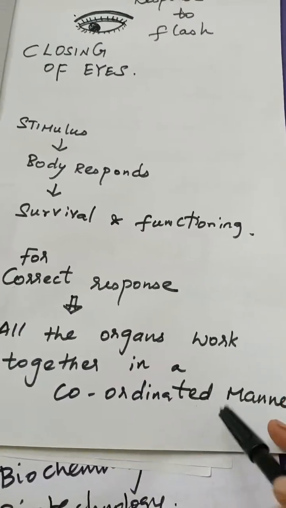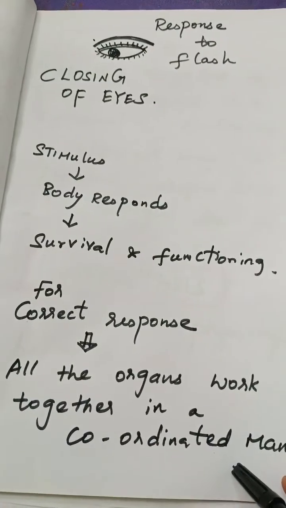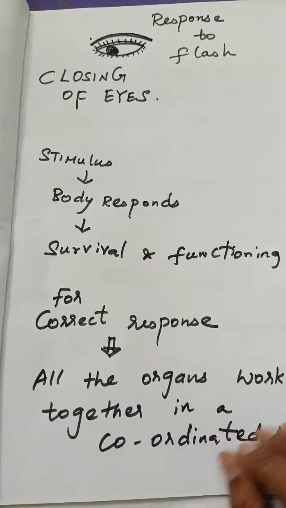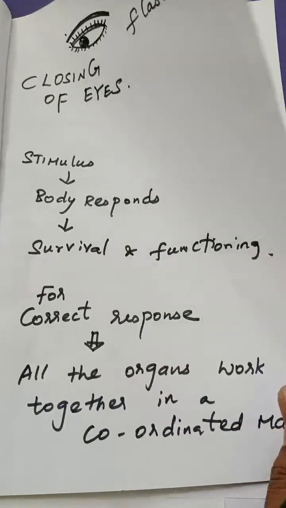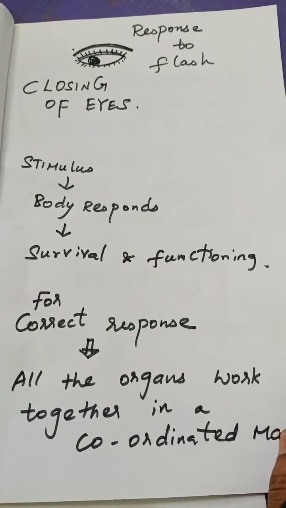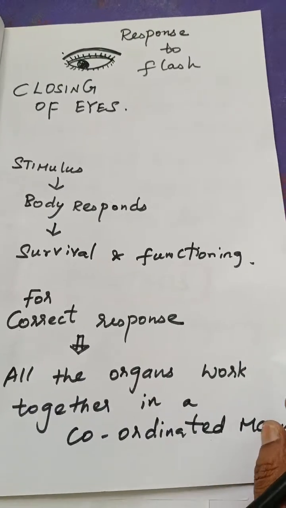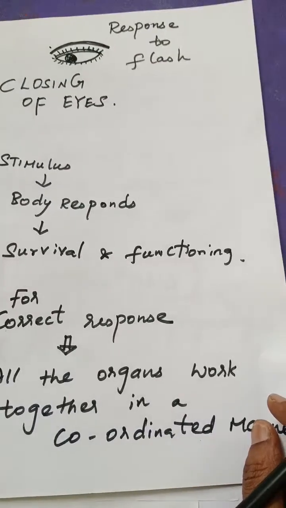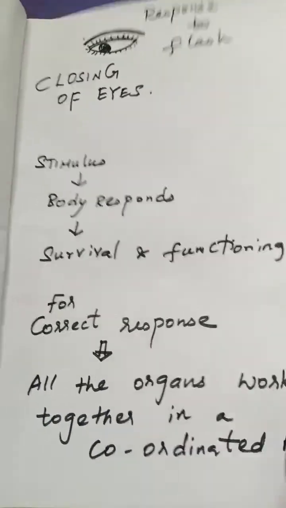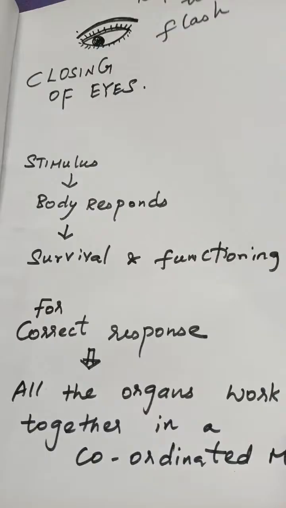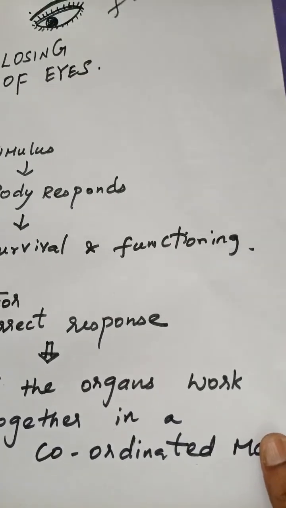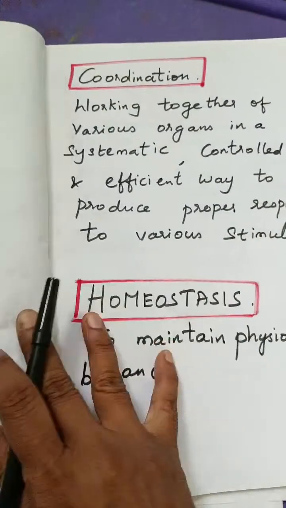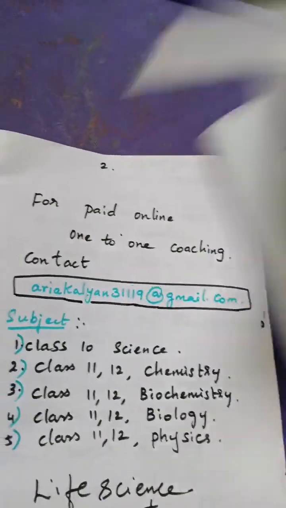So for that you need a coordinated organ system. That system is known as the nervous system. All the organs in our body are coordinated with each other. All the organs and organ systems are coordinated with each other in the living organism, in the human body also. And one more example I told you, that your hand will go away.